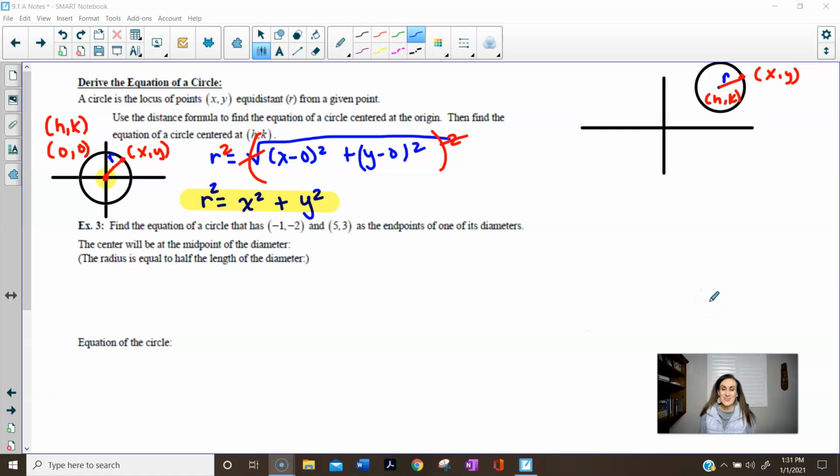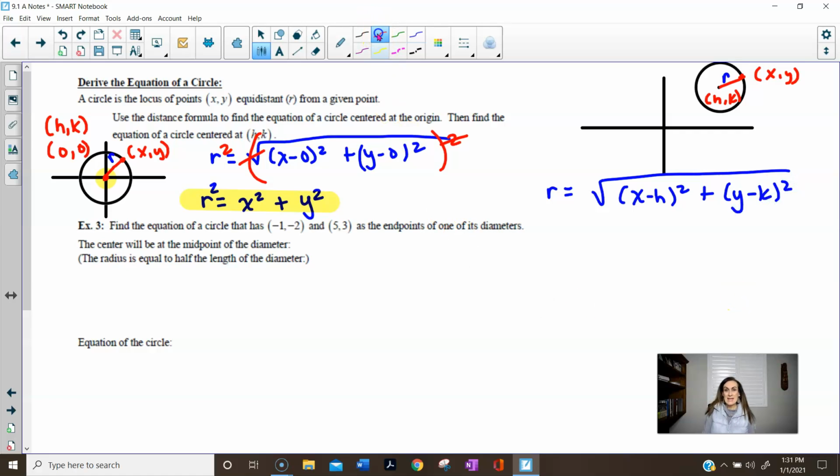Deriving the equation of a circle when the center is not at 0, 0 is the same process. So now the center is at h, k, and we're going to simply use the distance formula to find the length of that radius. So we have r is equal to the square root of, we'll take x, and this time we'll subtract h squared. Then we'll take y and subtract k squared. And now we'll go ahead and square both sides. The square and the square root cancel.